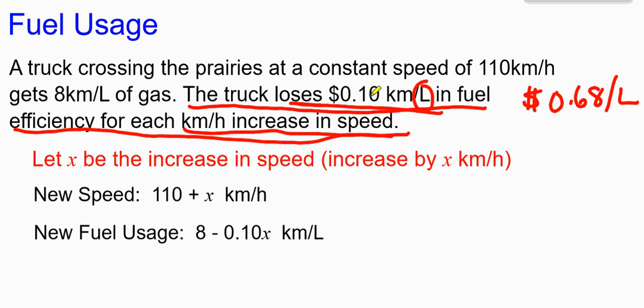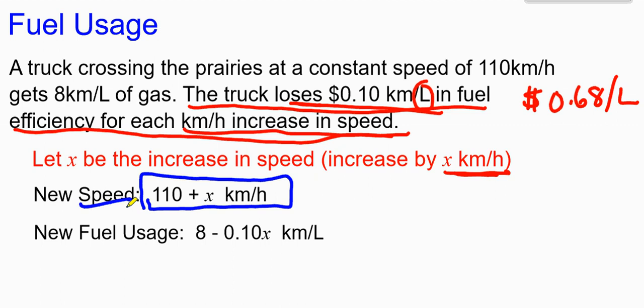But every time we increase the speed, we're losing fuel efficiency, which means that we need more gas to go further. So this is where we need to introduce some sort of variable. I'm going to let x be the increase in speed. So every x represents 1 kilometer per hour that we're going to go faster. That means my new speed is going to be 110 plus x kilometers per hour. That's how fast we're going to drive the truck. But every time we increase by 1 kilometer per hour, we lose fuel efficiency. In other words, for 1 liter of gas, we're going to go slightly fewer kilometers. So those are the two things that involve a variable called x.